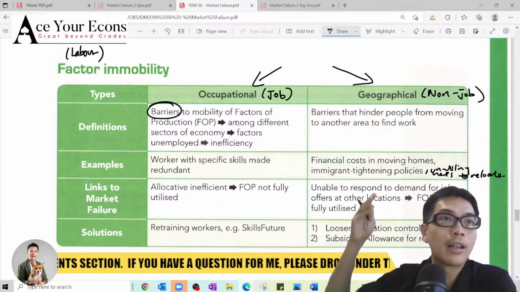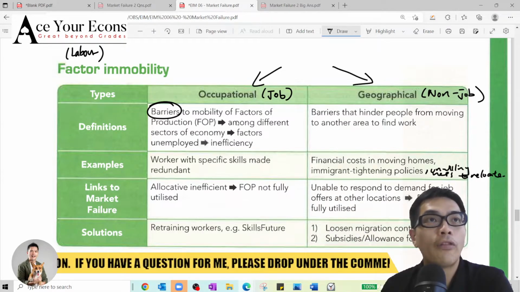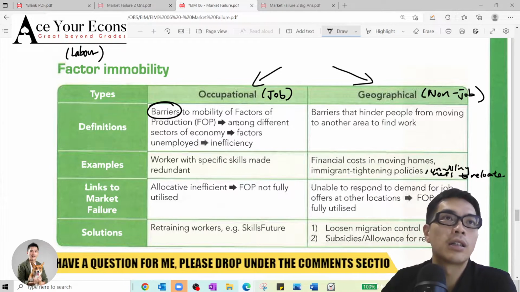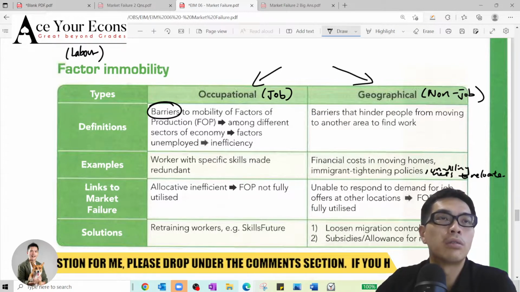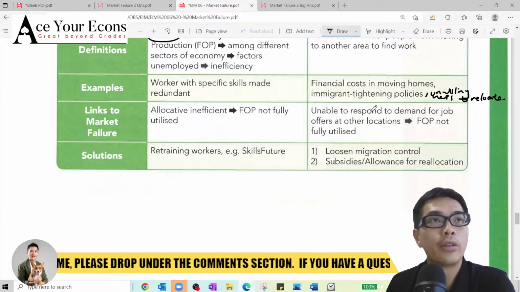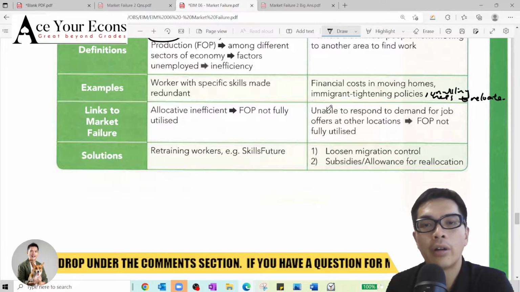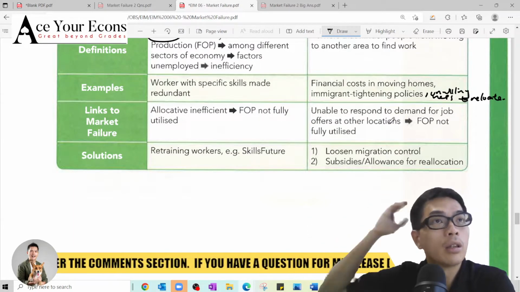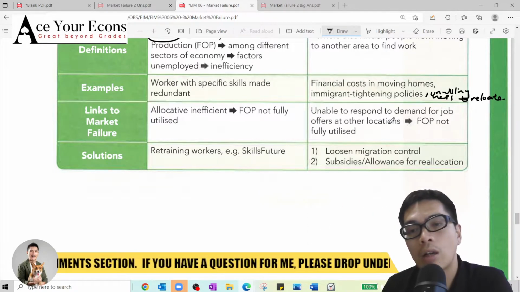And there are a lot more other things. For instance, language barrier could also be a form of geographical immobility, right? If you cannot speak the native tongue of that particular country, then you probably don't want to work there as well. So it simply means that due to whatever reasons, you are not able to respond to demand for a job offer in another location. So even though there is a job opening, because of whatever reasons that I've mentioned, you refuse to relocate.